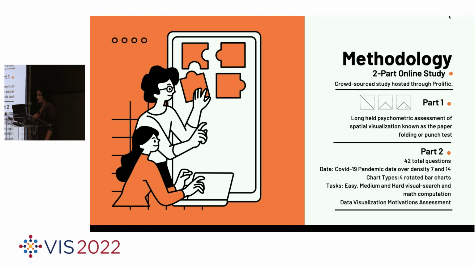Questions included value search for multiple targets, as well as computing a derived variable. And we also aimed to have balanced samples between gender and participants from both the Global North and the Global South as well. We ended part 2 with a data visualization motivation assessment, so that's how we targeted our different domain differences.